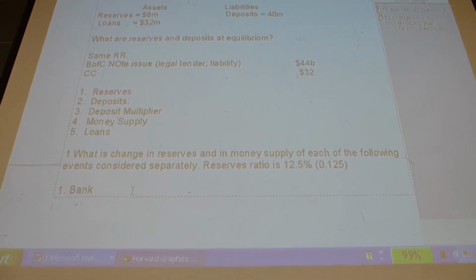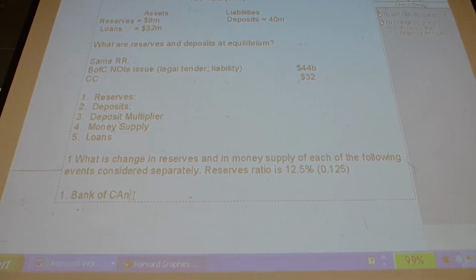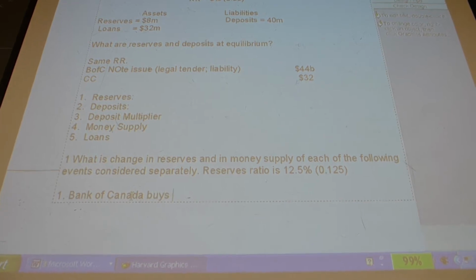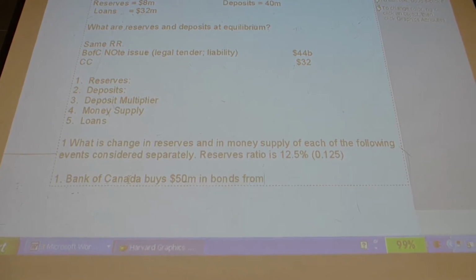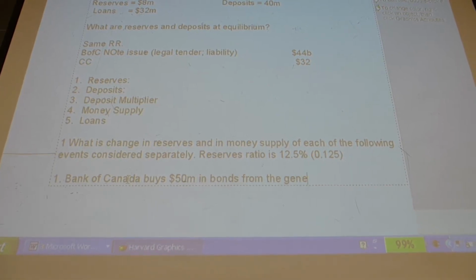Okay, the Bank of Canada buys $50 million in bonds from the general public. What is the change in reserves? Visualize it. Here's me, the Bank of Canada. I'm going to buy $50 million worth of bonds from America.